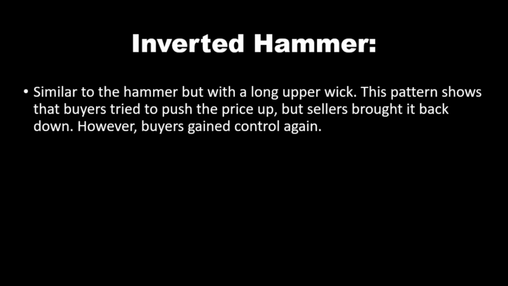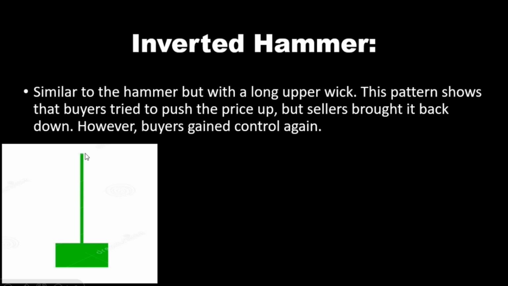The next language that it speaks in a downward is called inverted hammer. This is similar to the hammer, but with a long upper wick. This pattern shows that buyers tried to push the price up, the sellers brought it back down. However, buyers gain control.